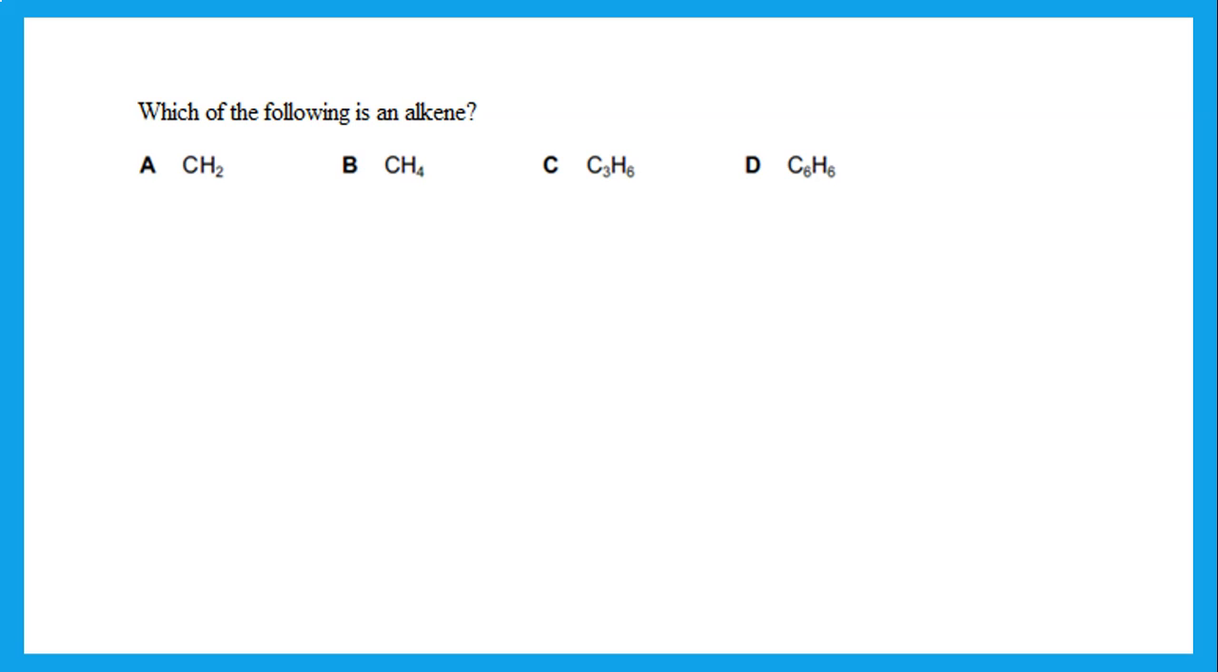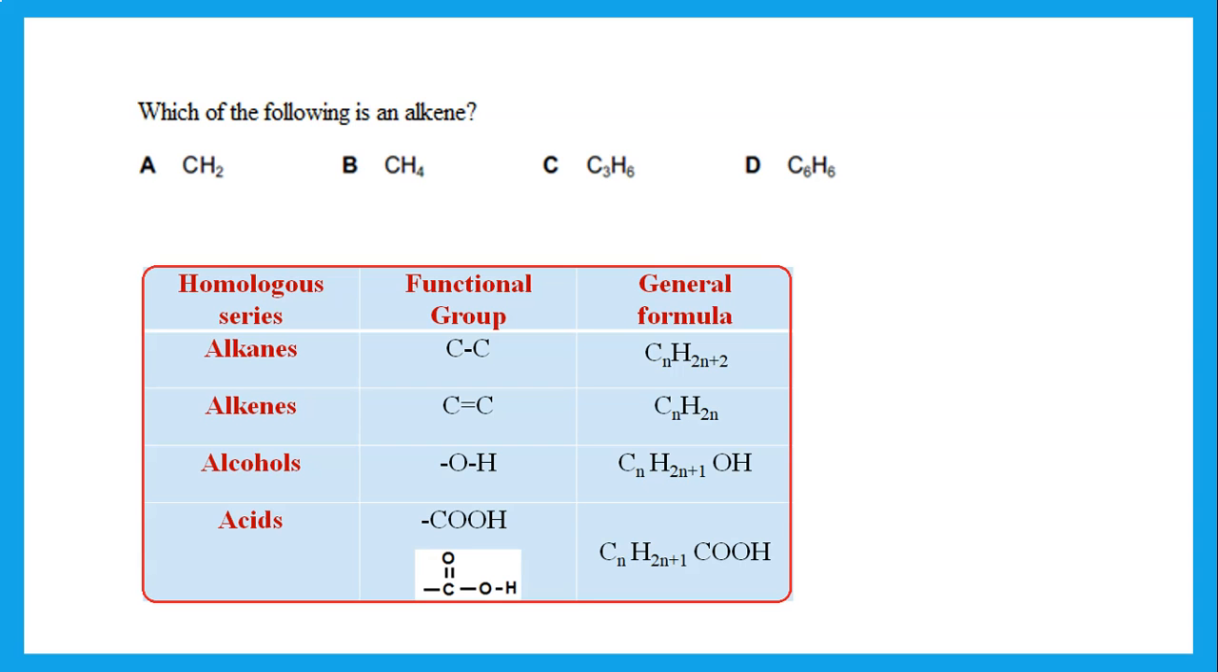Which of the following is an alkene? Well, how do I know? You should know that the general formula of alkenes is CnH2n. So the alkene is the one that has hydrogen twice the carbon. So of course that means that my answer here is C3H6.